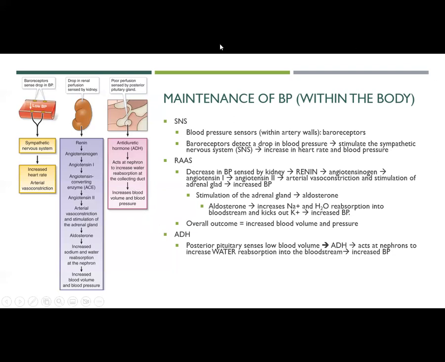So these are just our basic ways that we maintain blood pressure within our body. And the way the medications work will affect these different steps.